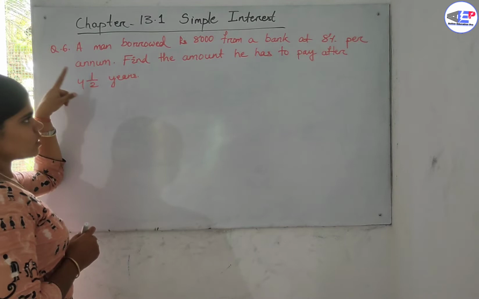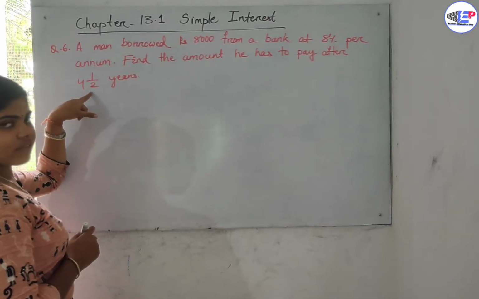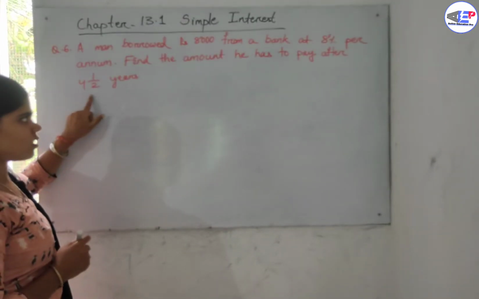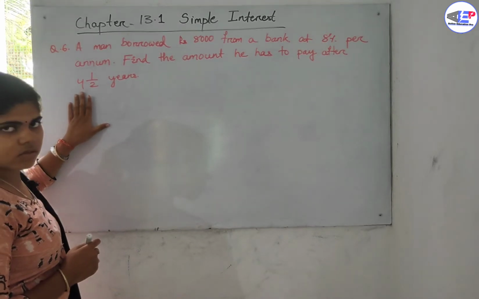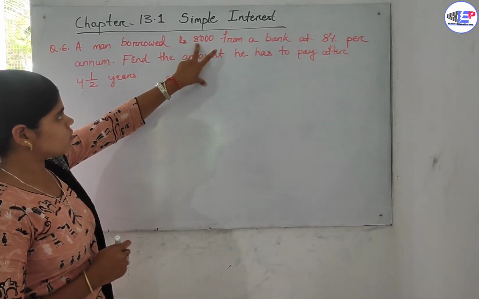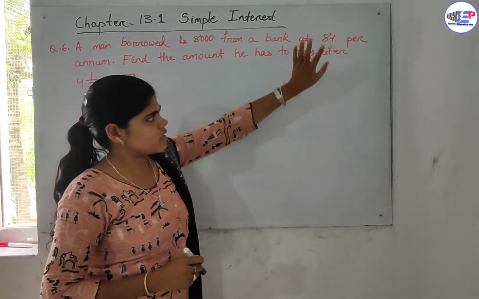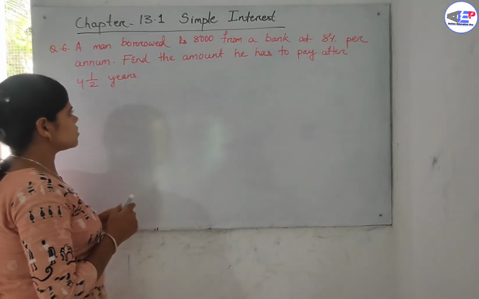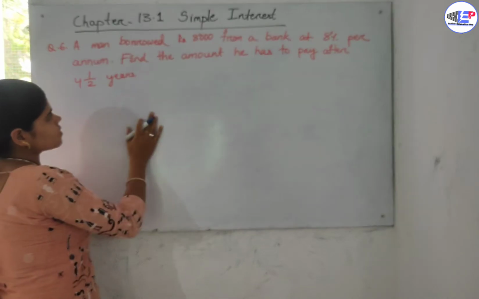Look here. Here the time of loan period is in a fractional form, that is a mixed fraction. So you have to first make it into an improper fraction. And here this is the principal. He borrowed this money and then the rate of interest is 8% per annum. So first you have to extract the clues from this given question.